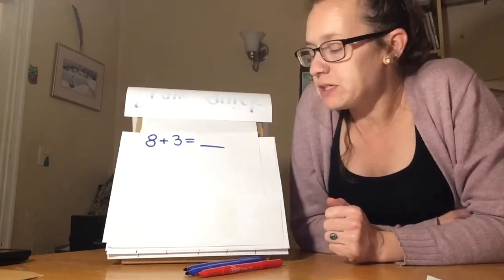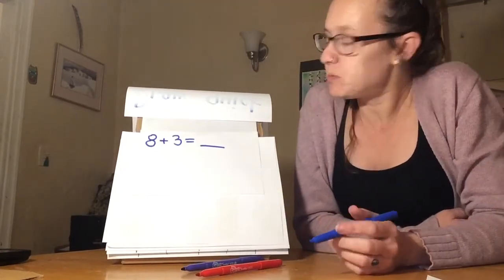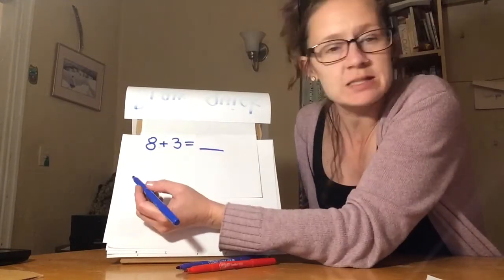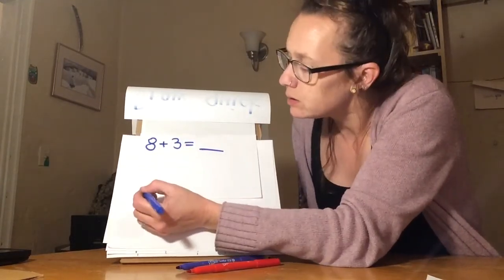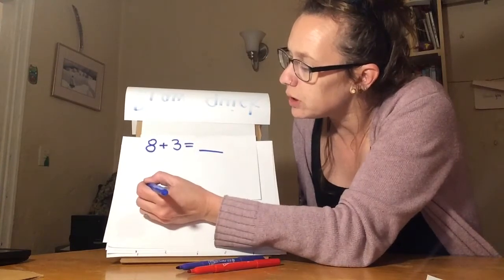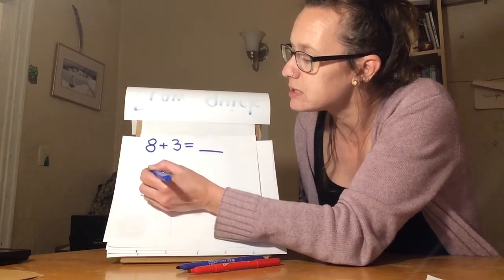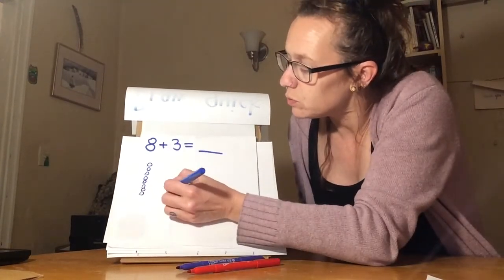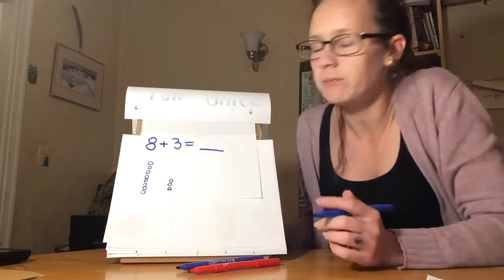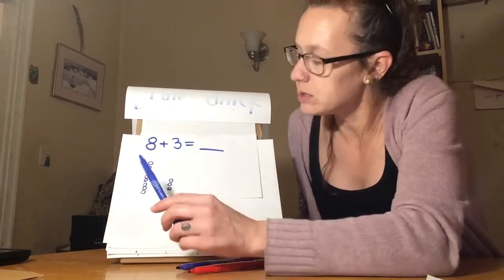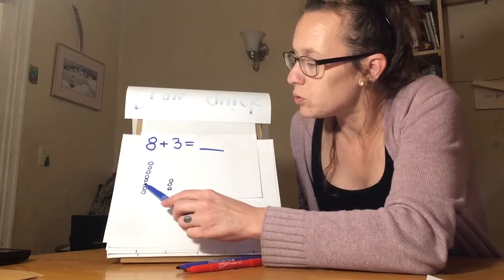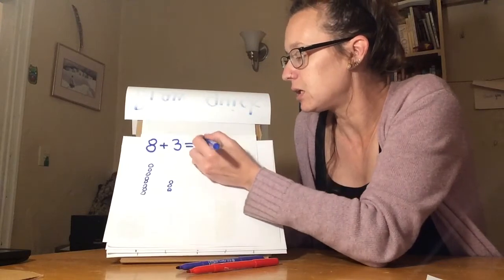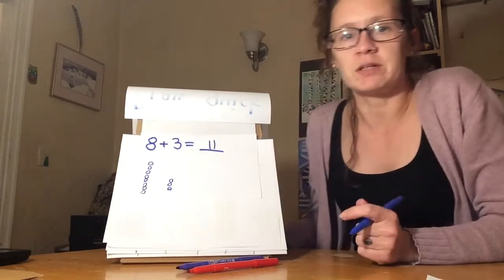So, when we are faced with a problem like 8 plus 3, it's pretty easy to draw some pictures to help us solve the problem. For example, I can start by drawing 8. 1, 2, 3, 4, 5, 6, 7, 8. And after that, I can draw my 3. 1, 2, 3. Now I can count all together: 1, 2, 3, 4, 5, 6, 7, 8, 9, 10, 11. And I can come up with the answer 11.